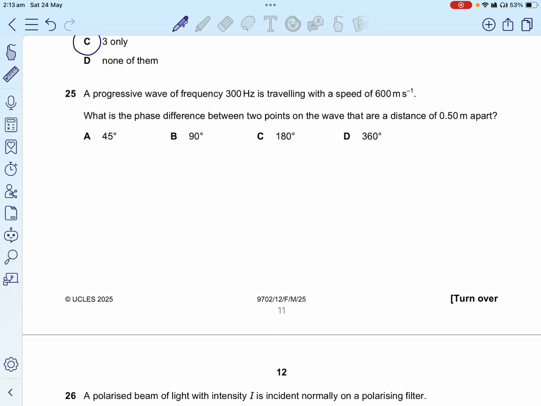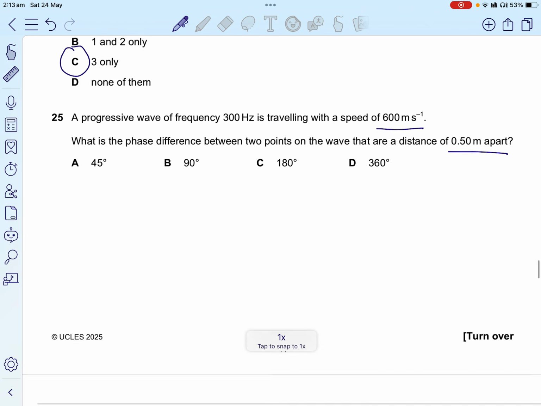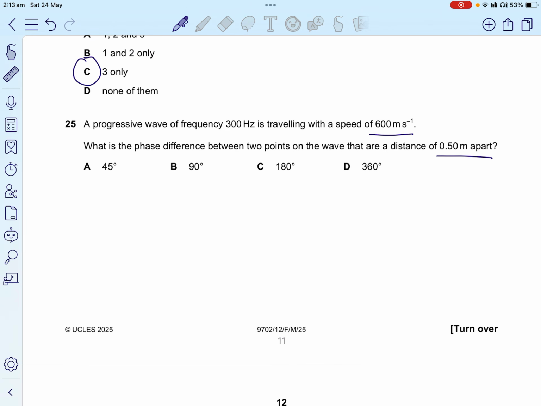A progressive wave of 300 Hz is traveling with a speed of 600 meters per second. What is the phase difference between two points on the wave that are a distance of 0.5 meters apart? Now, first of all, you will need to find the wavelength. v equals f lambda. Lambda is v, which is 600, divided by f, which is 300, which is 2.